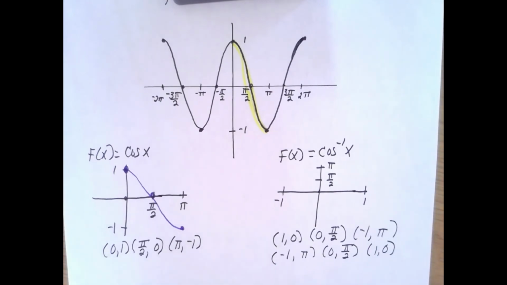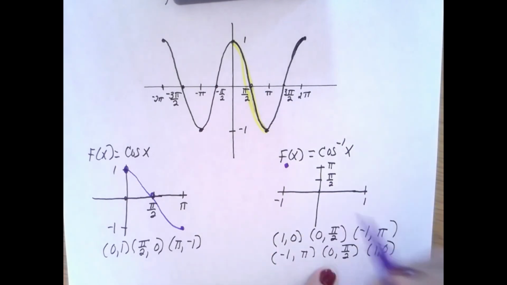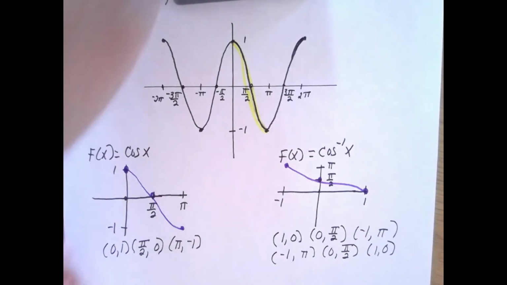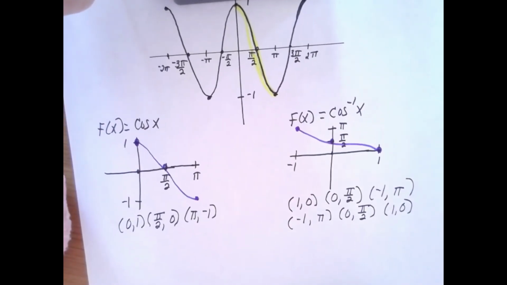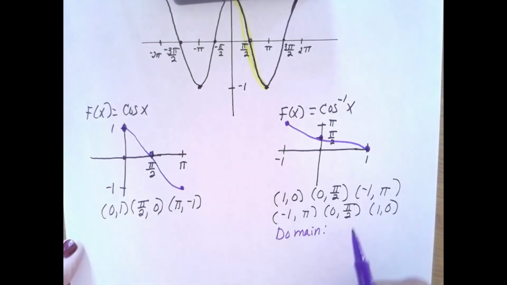So we're going to plot that. Okay, negative 1 up to pi. Then I have 0 up to pi over 2. And then I have 1, 0. So it's going to graph something like this. Now let's look and see what are our restrictions on our domain and range. So the domain is going to go from negative 1 to 1. And for my range, it's going to go from 0 to pi.